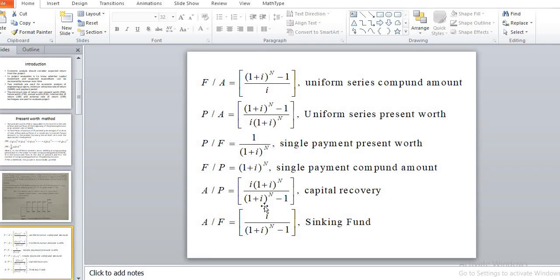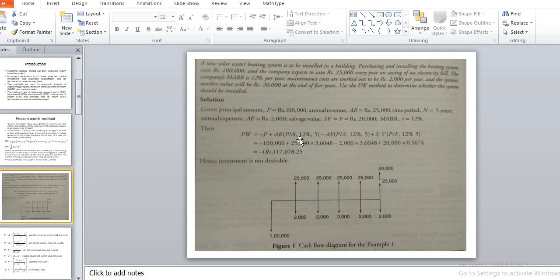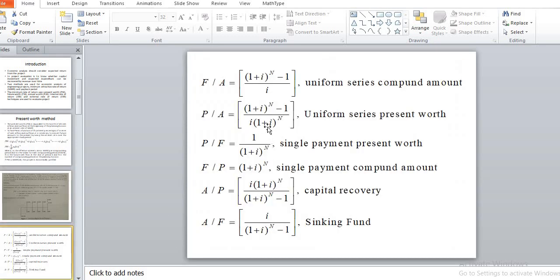Now here in this example we discuss this P by A and P by F. P by A is nothing but uniform series present worth, and P by F is a single payment present worth.